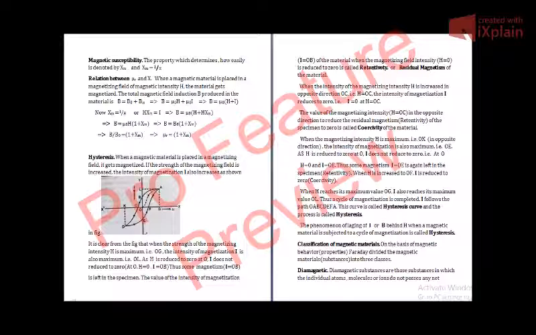As you can see from the graph, at point A, here at this point, the intensity of magnetization, that is OL, is maximum when the magnetizing field H at point G is maximum.